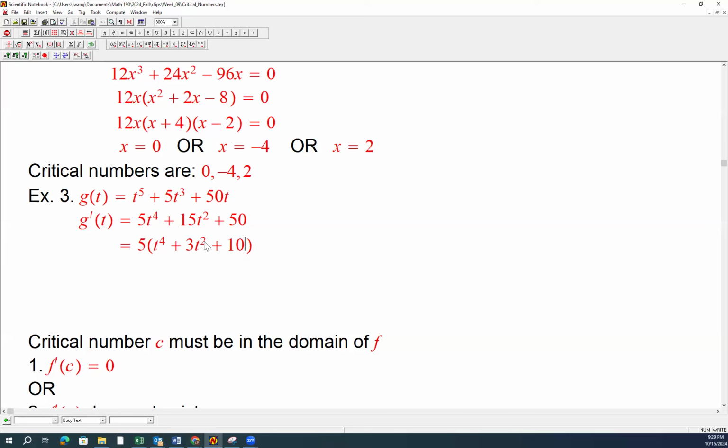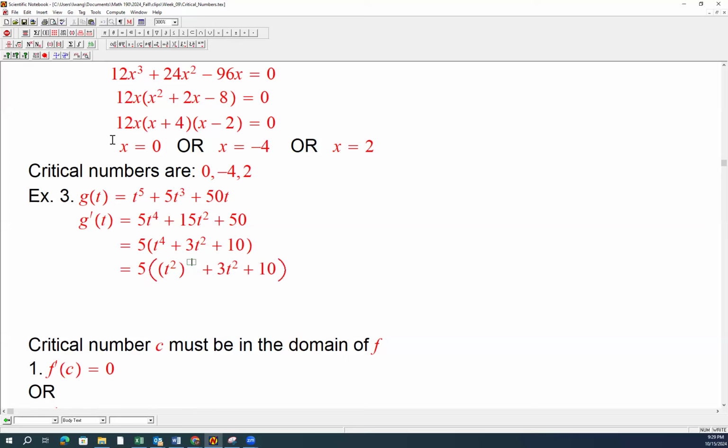It's a fourth power. But the good news is that you have t squared and t to the power 4. T to the power 4 can be viewed as t squared and then squared. The factoring can be done in the following way, right? 10 is equal to 2 times 5. We got 5 factored out outside, so we have t squared. So this is 2 times 5.